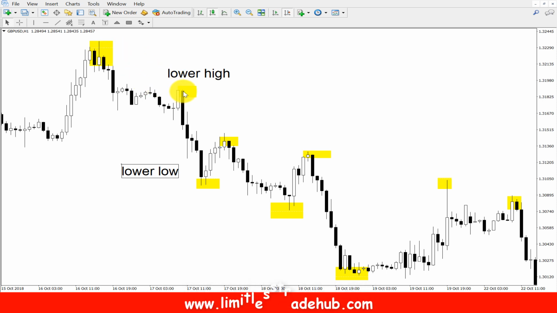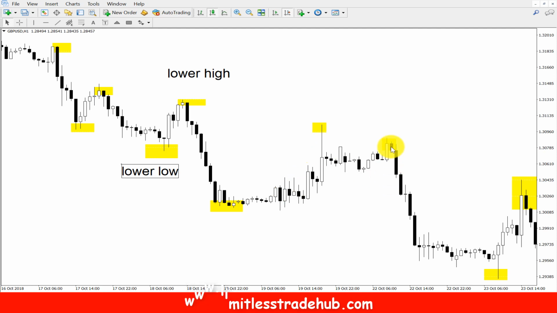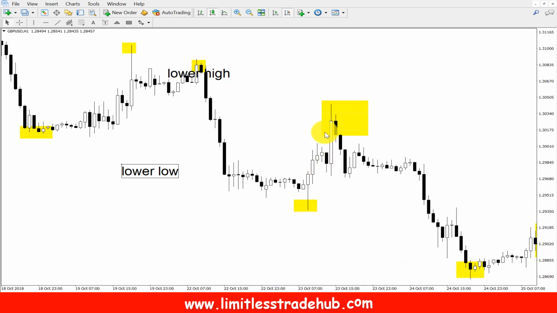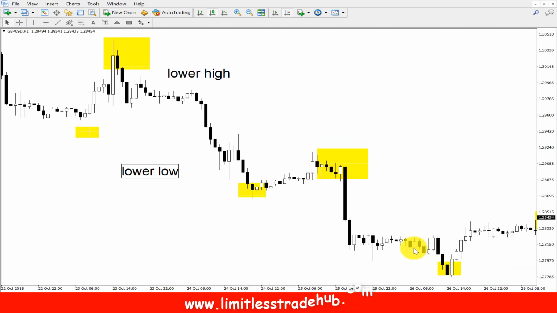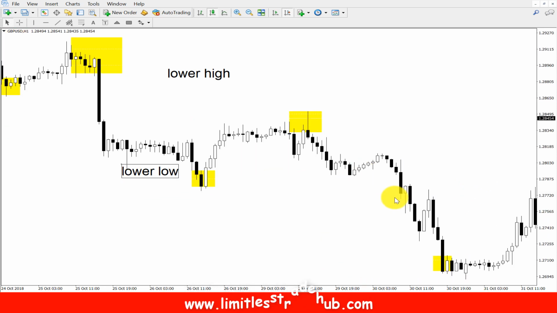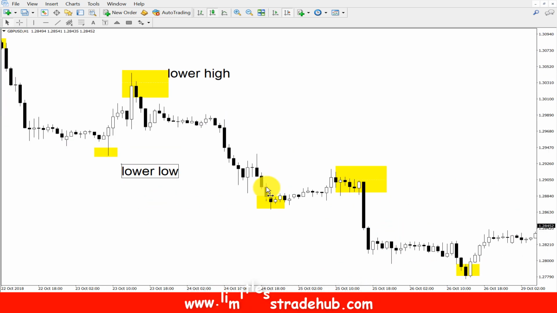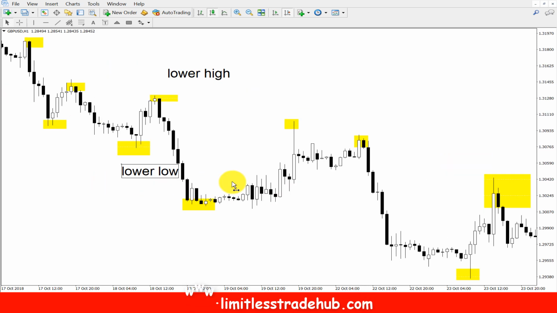making a first high, then a lower high. This high is lower than this, then a lower low. This low is lower than this low. So lower high, lower low, lower high, lower low, lower high, lower low, again lower high and lower low. When the market makes these things, lower high, lower low, those are the swing points.